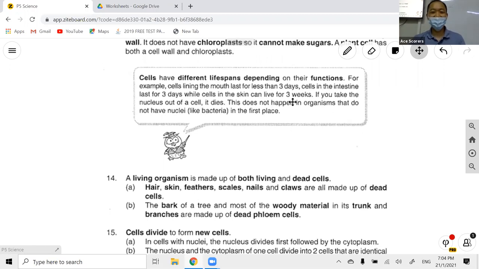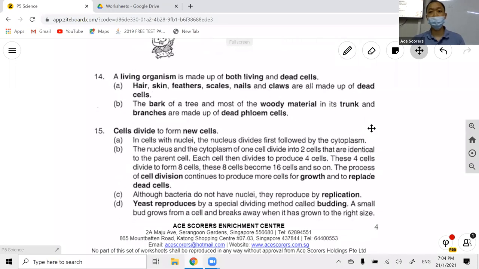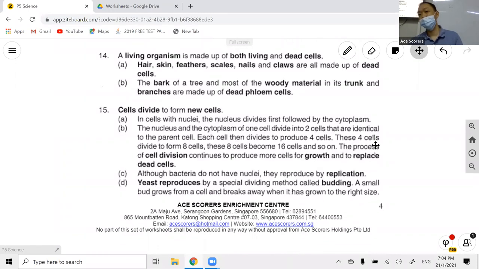right? Okay, so if you take the nucleus out of the cell, it dies because the nucleus is like a command center. Without any command center, it will die. What are you doing? You're killing yourselves. All right, so living organism is made out of both the living and the dead cells. I already explained, right? The hair that you saw on my head, they are made of dead cells, okay? But then there are also many other cells that are alive.